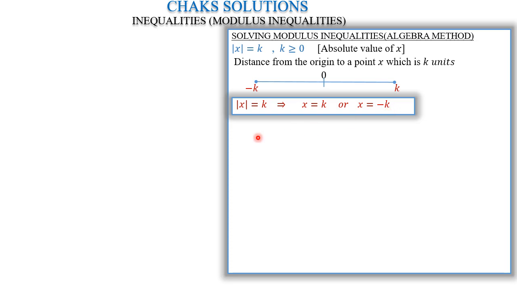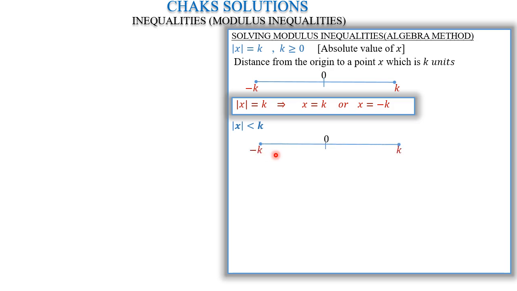Alright, so let's go to this one. Then modulus of x less than k. We're just looking for the distance from the origin to a point x, and that distance should be less than k here. So let's see how it looks on the number line.